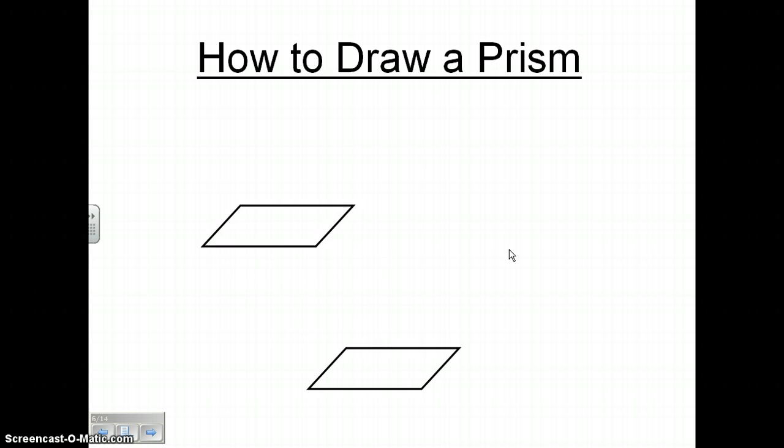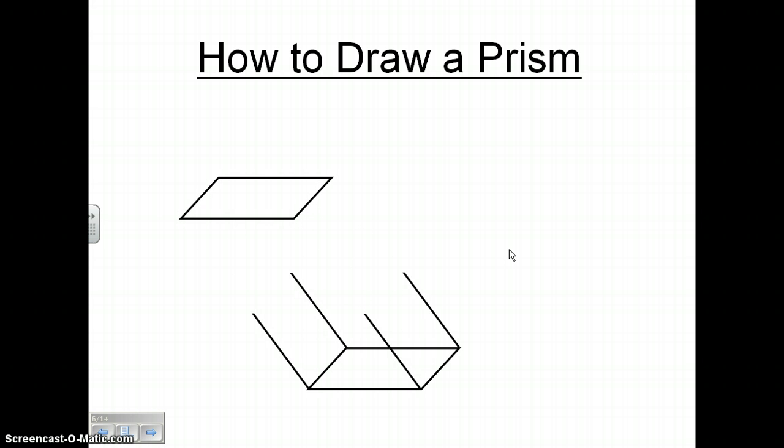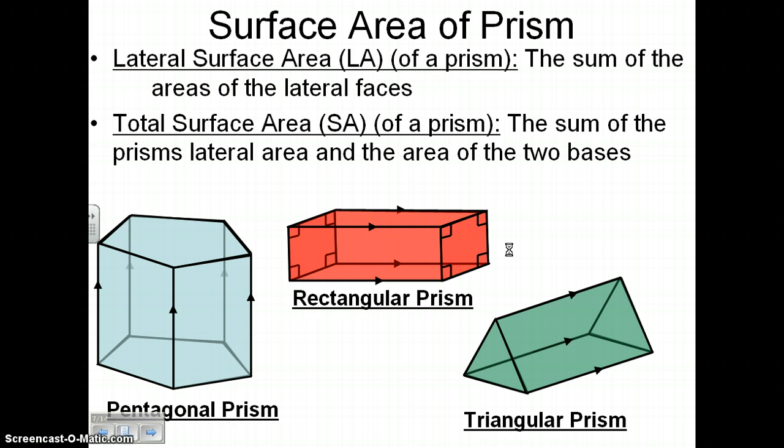How to draw a prism. Start with your base. Draw a second base that is congruent. And then connect the vertices. And there's your rectangular prism.